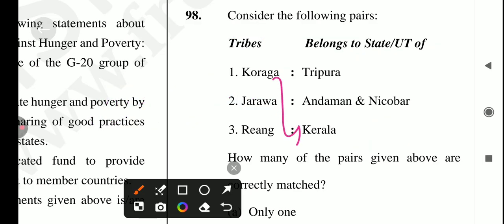Jarawa. Jarawa is in Andaman and Nicobar. Is it true? Yes, it's a correct statement. And why is it in news? For the first time in the history of India's election process, 19 members from the Jarawa tribe in the Andaman and Nicobar Islands have been included in India's electoral roll. Okay, that's why it is in news.